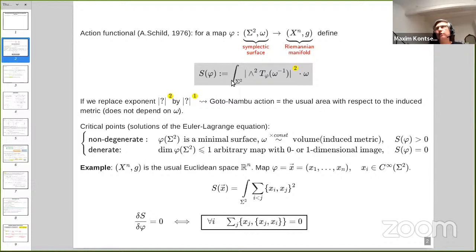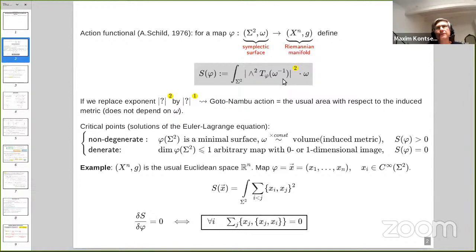If you don't raise to the power 2, but raise to the power 1, you get just the area of the surface with respect to the induced metric. So it doesn't really depend on the choice of symplectic structure. But if you raise to the power 2 or any other power not equal to 1, you get something which depends on the symplectic structure. And like for particles, you can consider the length of a path or the integral of squared derivatives. It gives essentially the same thing.